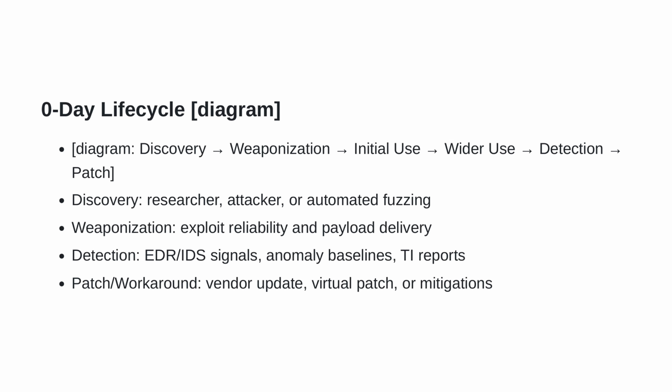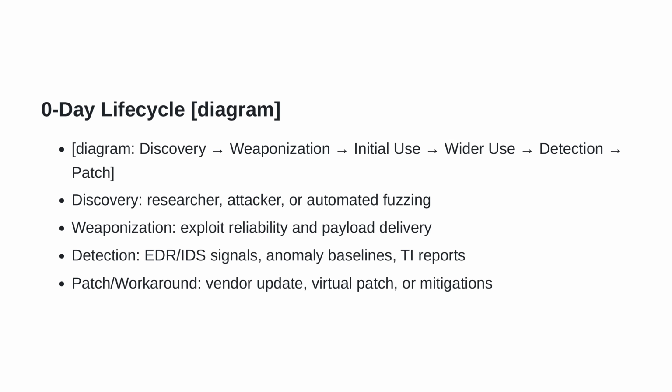Initial use is usually tightly scoped, small, targeted deployments to validate reliability and preserve secrecy. Wider use follows when the exploit leaks, is resold, or the operator decides to scale up, and telemetry and collateral noise start to rise. Detection sits in the middle because unknown doesn't mean invisible.